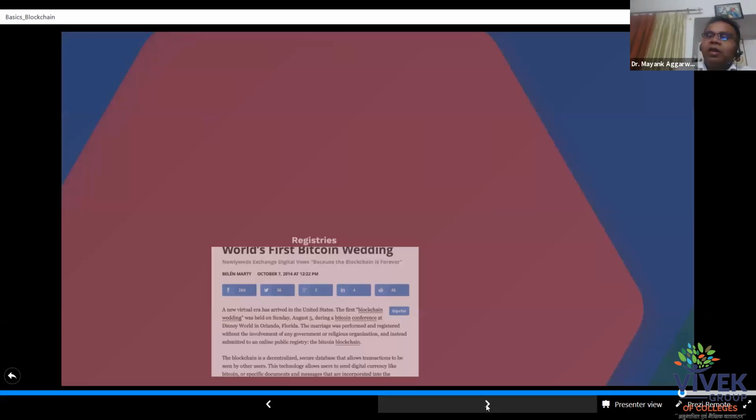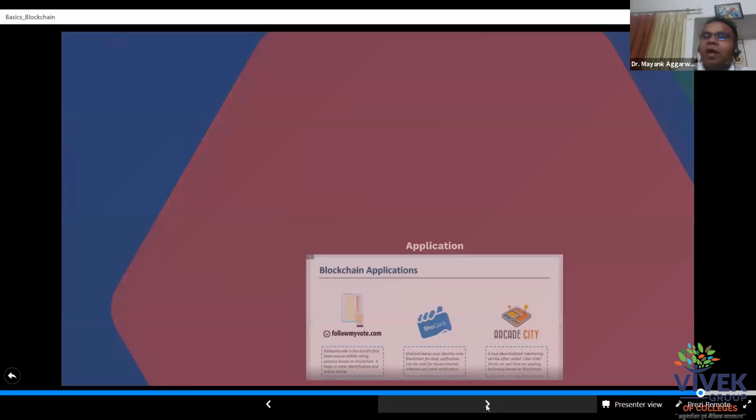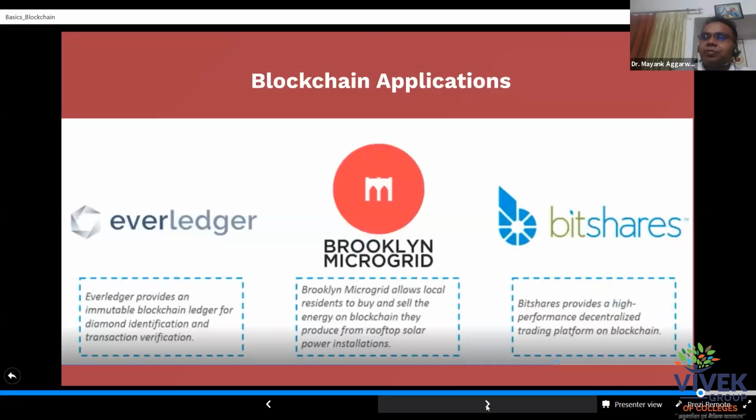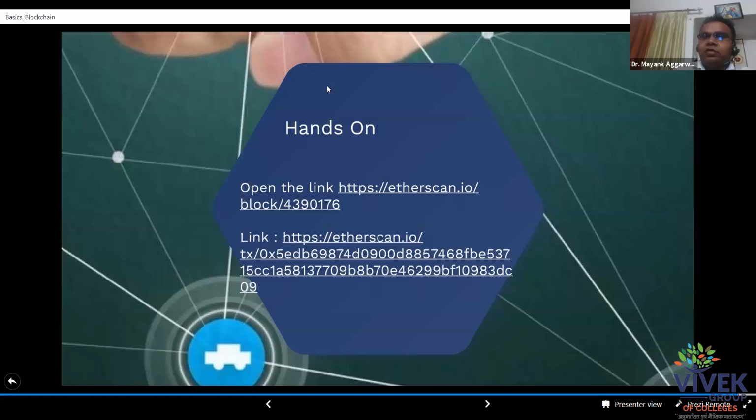Now there are various applications which have been built on blockchain. You can Google it and you can find these applications. Follow My Vote, Showcard, Arcade City. These are various applications which have already been made on blockchain and are available. Everledger, Brooklyn Microgrid, BitShares, Augur. There are various other applications. Now, to conclude, if there are any queries, just write them down on the chat window.